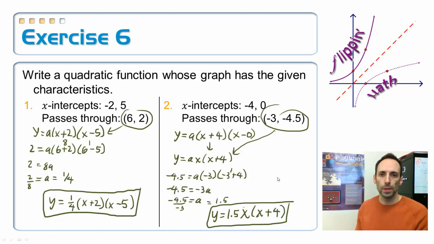There you go. So that's it on the intercept method. Whenever you have the two x-intercepts plus one other point, put it into intercept form and come up with a function for that graph. The last one is going to be standard form. Stay tuned for that.